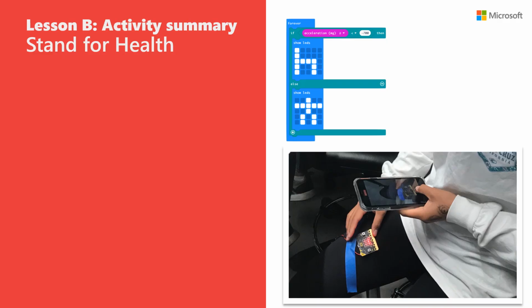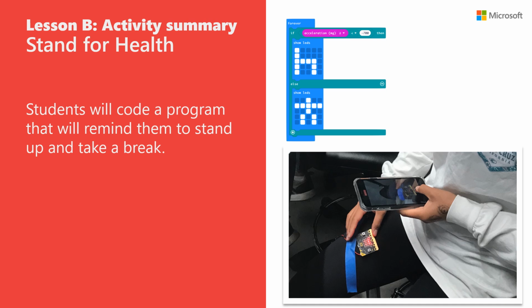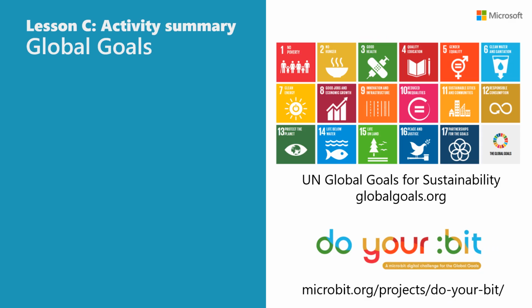For lesson B, students are coding an activity that helps people remember when they need to take a break from work and stand up. And so they can follow the instructions in the lesson B activity to code this app. And in order to actually test it, they're probably going to need to tape the microbit to their leg, as you can see in the photo.